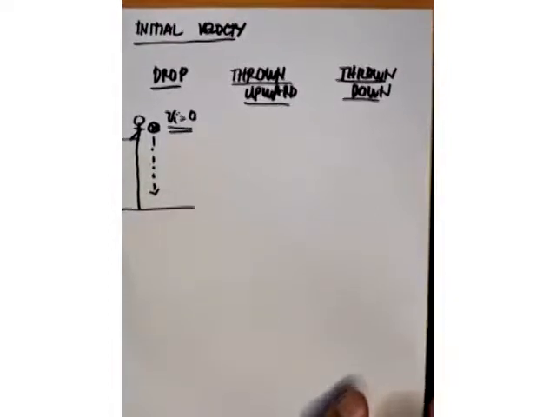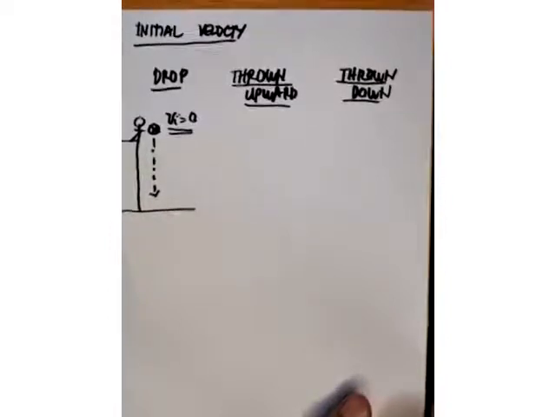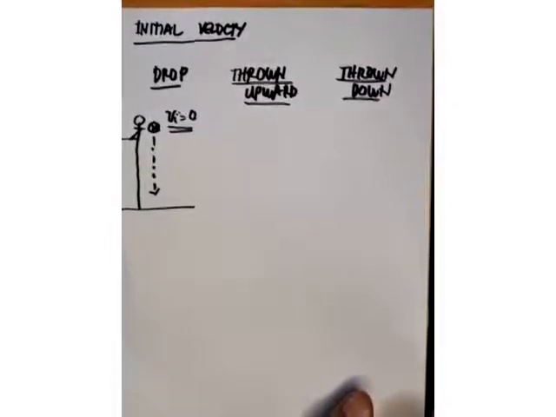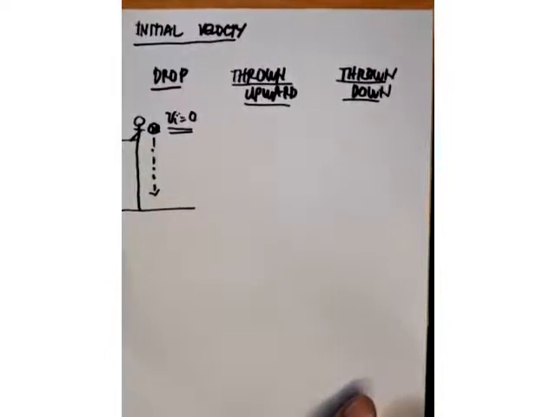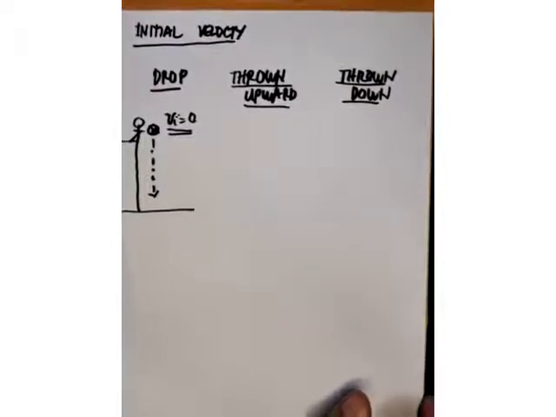So sinabi sa problem, a ball is dropped at this building at the height of. So pag sinabing drop, automatic, you think of it as the initial velocity is 0. Okay? Drop.